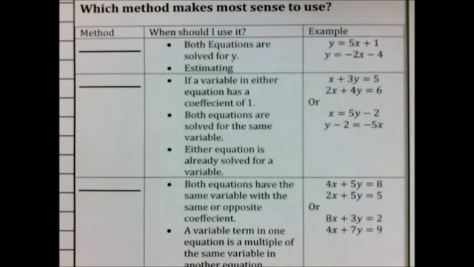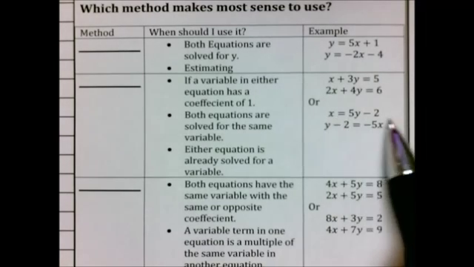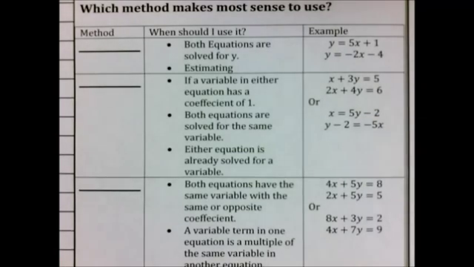The second case is when both equations are already solved for the same variable. If you have two equations that are already solved for x, that might be a good idea. And the last one is when either equation is already solved for a variable. Like this one, you see x is already equal to 5y minus 2. All you have to do is substitute that in for x and then solve for y. That's not too difficult to do either.